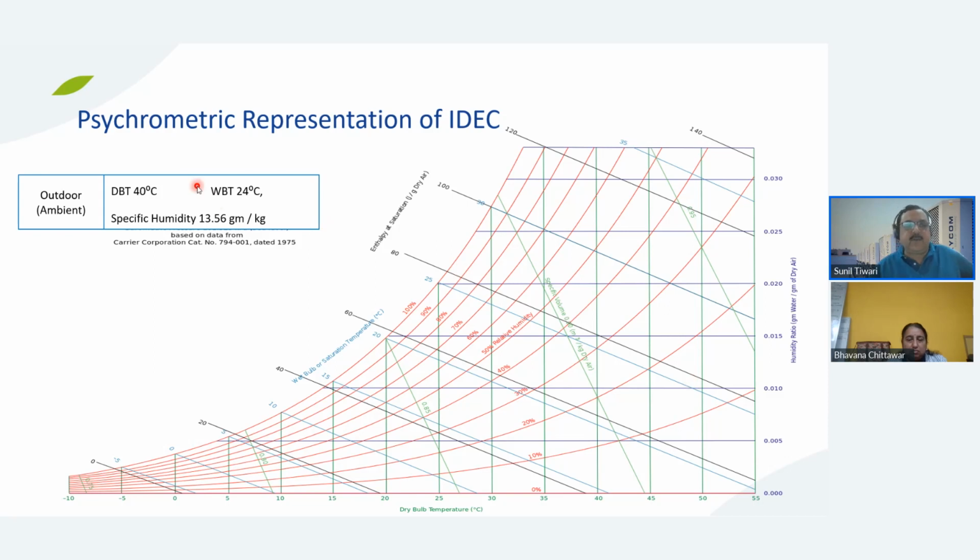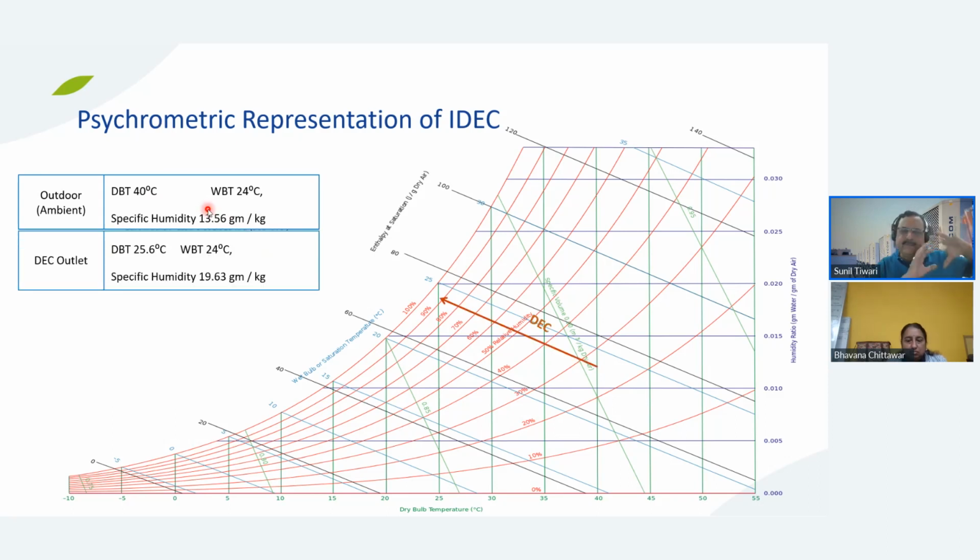So let us say the air from outdoor is at 40 degrees and its corresponding wet bulb is 24. Now, the moment you plot it on the psychrometry, you will find its absolute humidity, or the total grams of water in the air, is around 13.56. Now you do evaporative cooling in the pure form, which is direct evaporative cooling. The moment you do the direct evaporative cooling, the temperature starts reducing from 40 and goes towards 24, and it stops at around 90%.